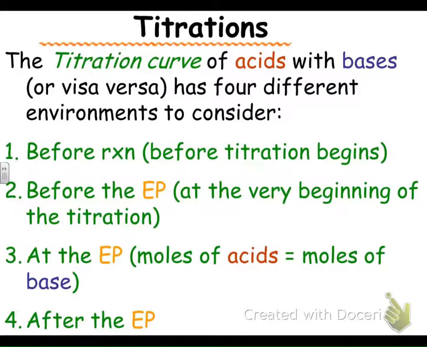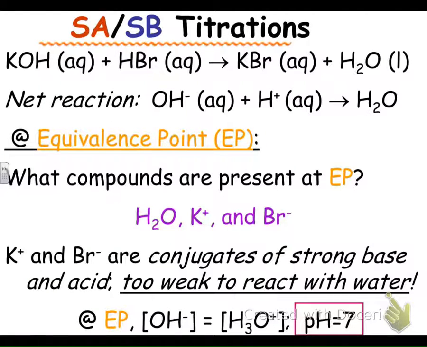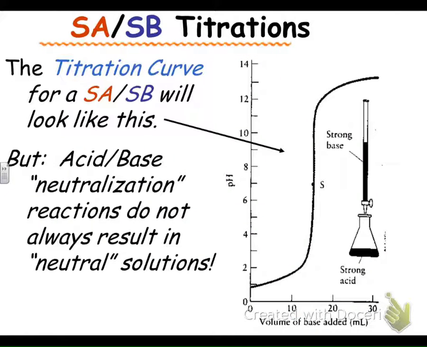So it's got 4 different environments. When you look at a net ionic equation, let me pause here for a second, any strong acid, strong base reaction, the net ionic equation is actually going to be water. And that's because at the equivalence point, all of these things are equal. And so we can say at the equivalence point, our pH will be 7, because the hydronium and hydroxide ions are going to be equal, and we know that our concentration is 7.